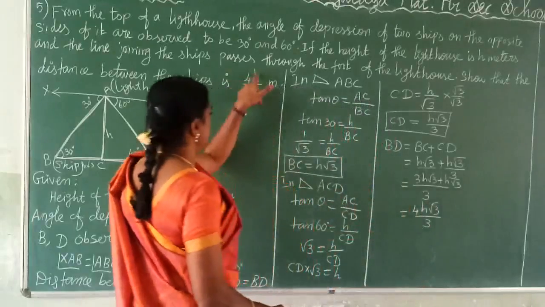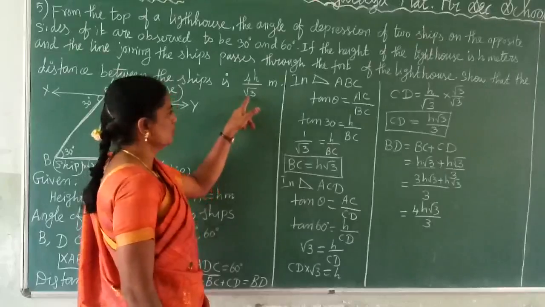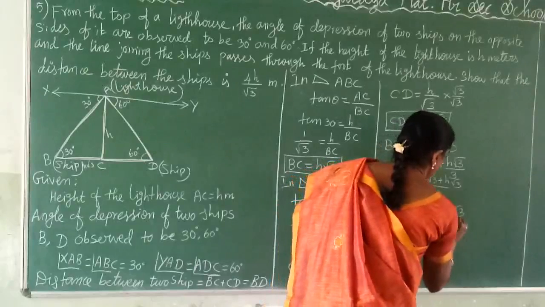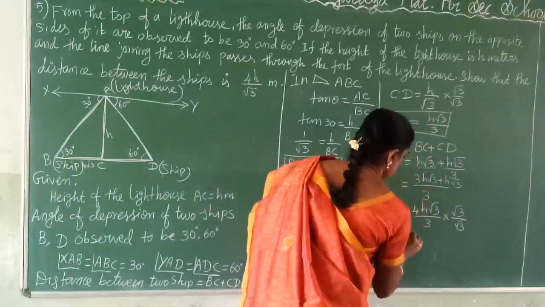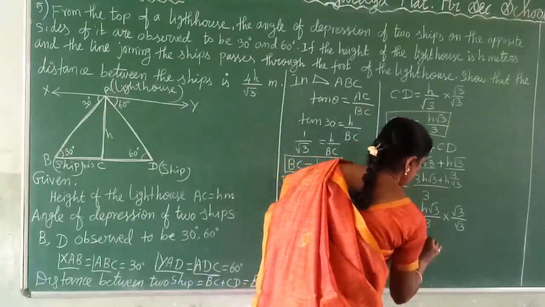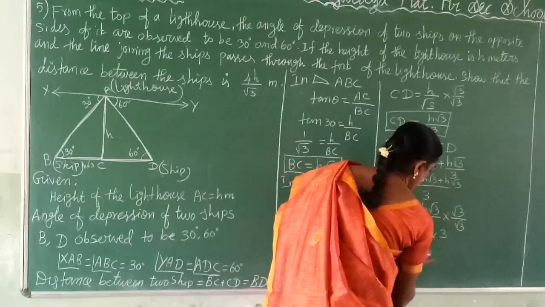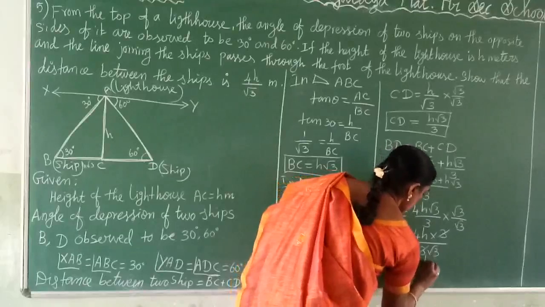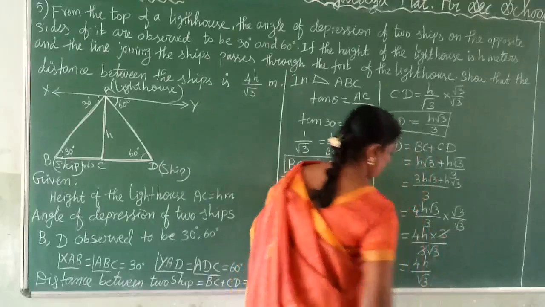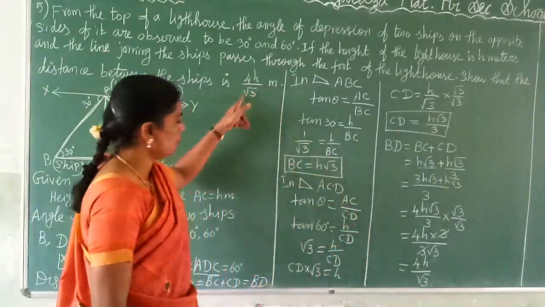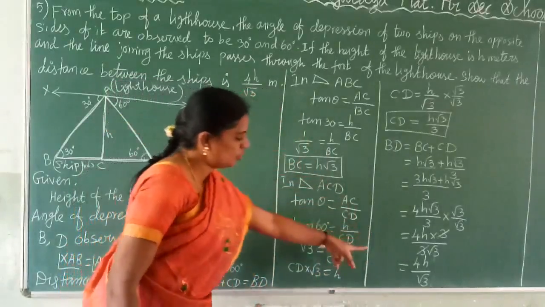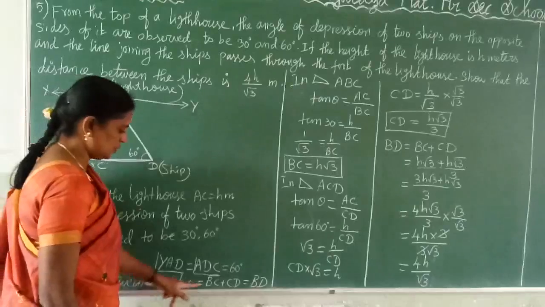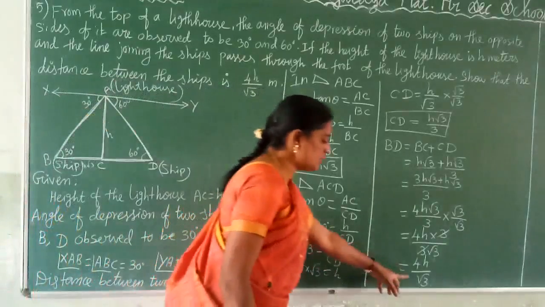But here we want to prove 4h by root 3, so the denominator should be root 3. So multiply and divide by root 3 by root 3. What is the answer? 4h root 3 into root 3 is 3 by 3 root 3. The 3s cancel, and at last we get 4h by root 3. Clear? So we see the proof. What was the proof given? You go to that answer. So the distance between the two ships BD is equal to 4h root 3.